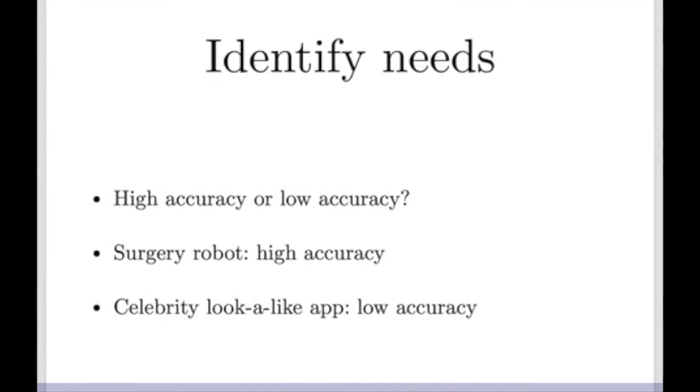But if you're building a mobile app where you take a picture of your friends and it says which celebrity they look like, there's not even really a right answer in that case. So it's all right if you don't necessarily have the most accurate machine learning system of all time. Most applications fall somewhere in the middle.